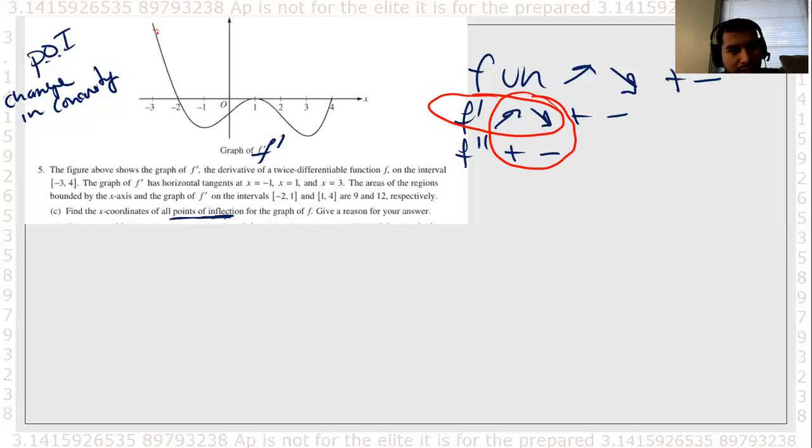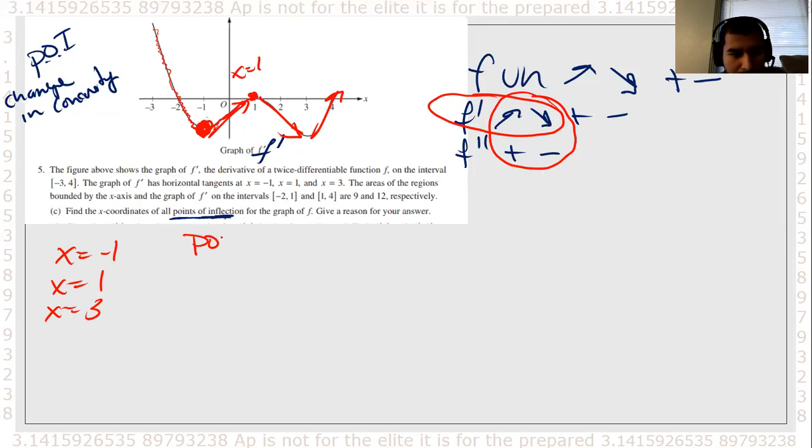Right here, I am decreasing, and right here, I'm increasing. So at this point, x equals -1, I changed concavity. Then let me try it again. I'm increasing, increasing, increasing, then decreasing. This right here is x equals 1. And one last one, the decrease and then increase, so at x equals 3, because of the change of slope.